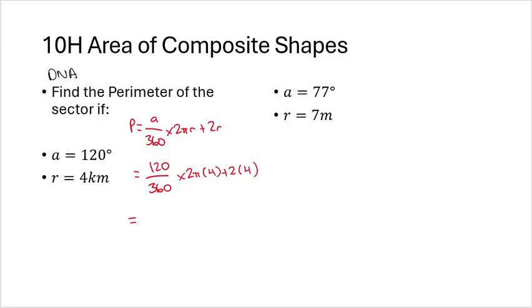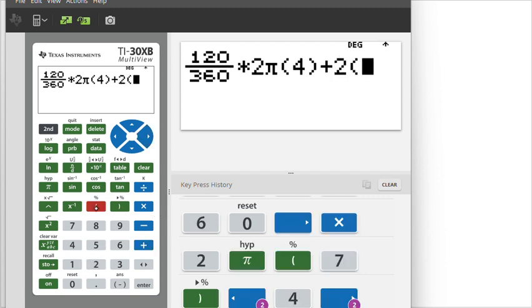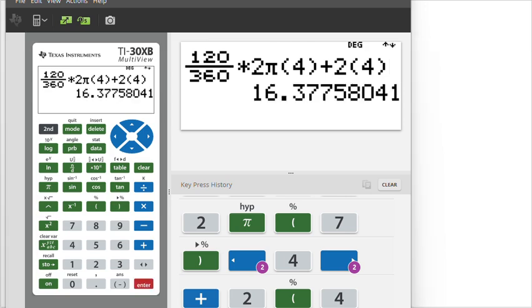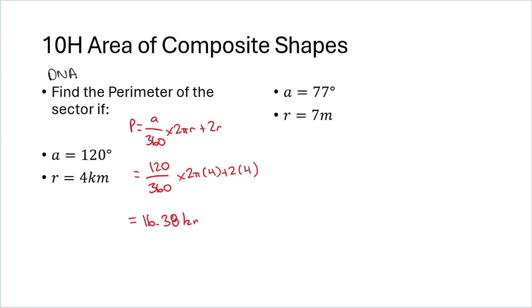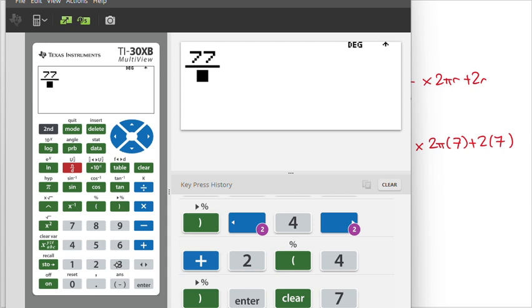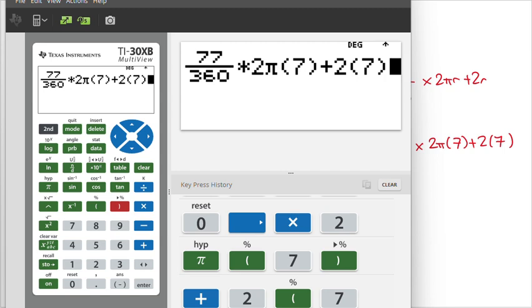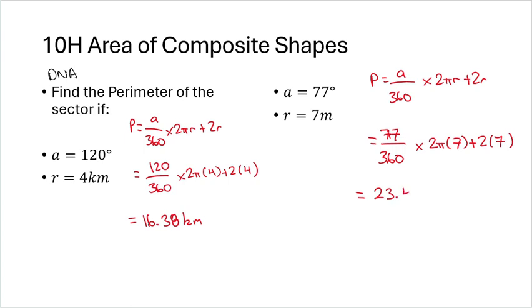What is it? It's my number 16.38. For my second one, do the same thing. There we go. Do the two solutions right here.